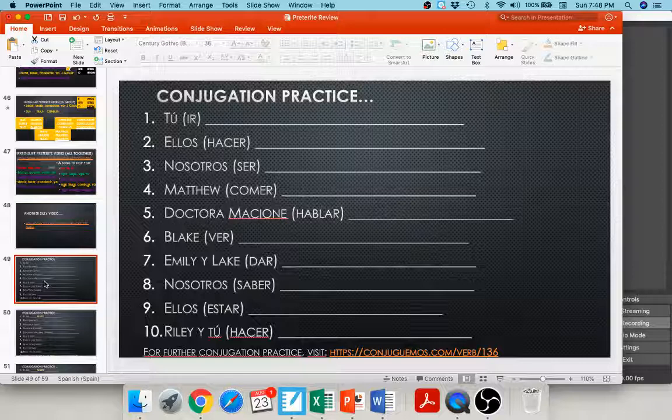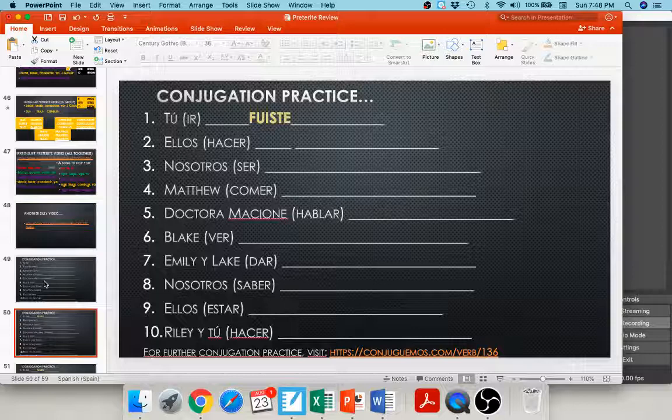Tú and ir. You know that ir is irregular. The yo form, if we sing our song, fui, fuiste, fue. We know that fui is the yo form. The tú form should be fuiste. So tú, fuiste. Go ahead and take a moment, pause your audio, give the rest of these a try for me, please. When you're ready, you can unpause.